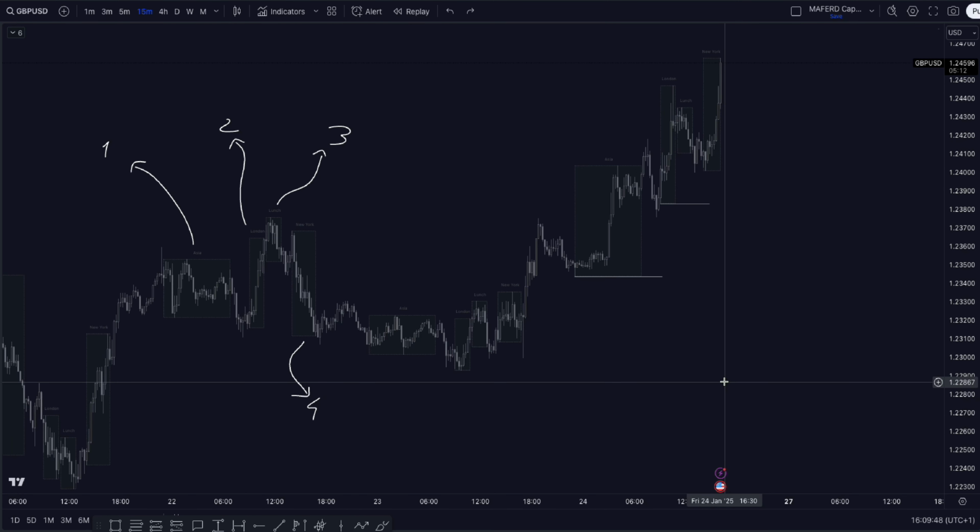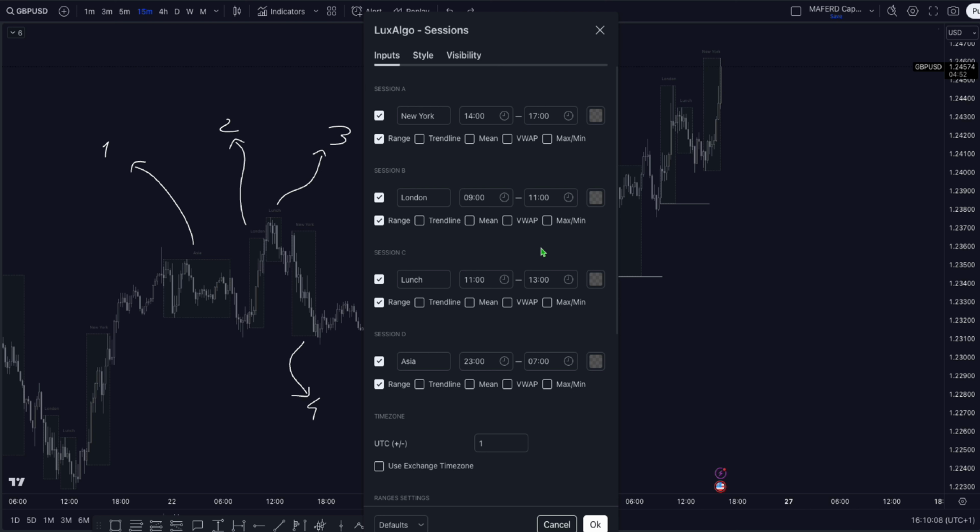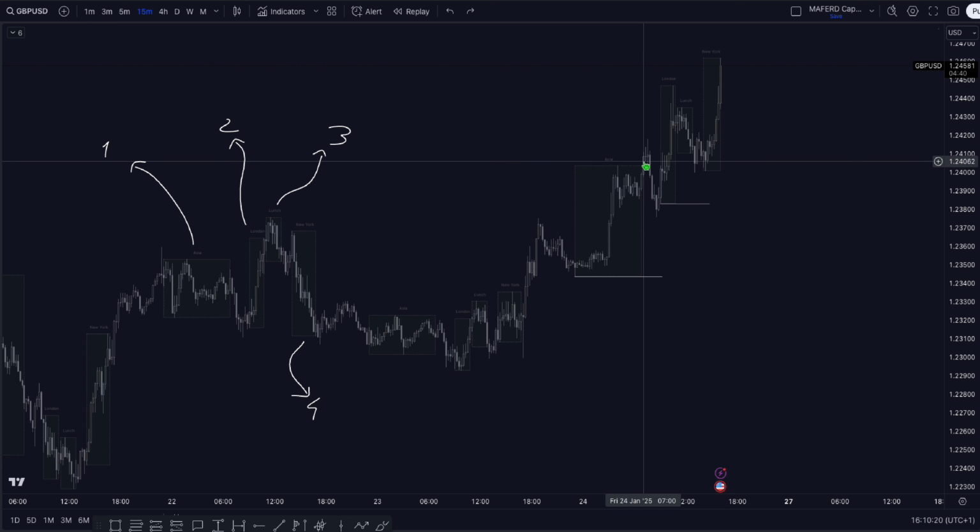I start my days by highlighting the previous day's session highs and lows and the current day's session highs and lows. Usually when I start my day, it is the end of the Asia session. And for me, these are the times of the sessions that I use, of course, where I'm based. So if you would like to take note of them, feel free to do so. But when I usually start my day is around this area.